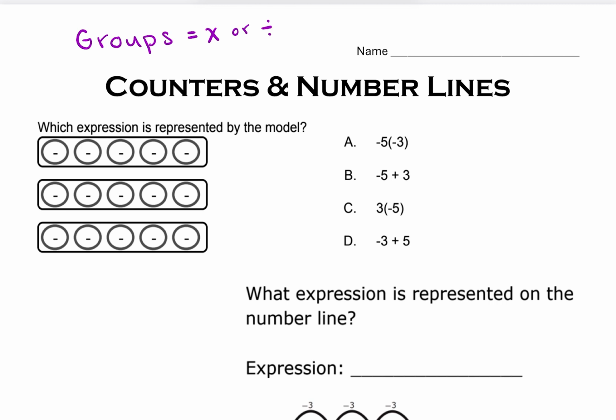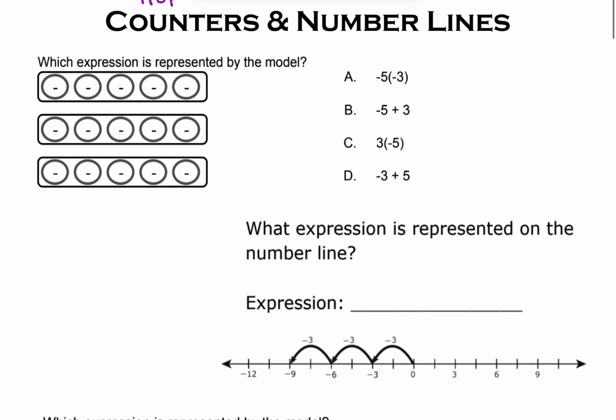And we also, like on a number line, if you see hops instead of straight lines, that's also going to be multiplying or dividing. Straight lines on a number line is adding and subtracting. Hops are going to be multiplying or dividing.